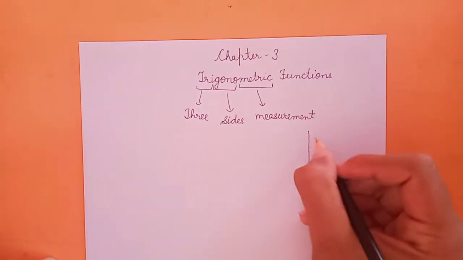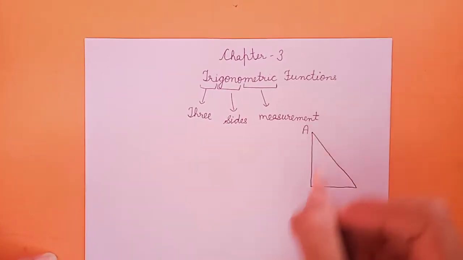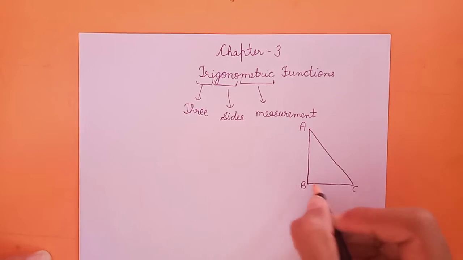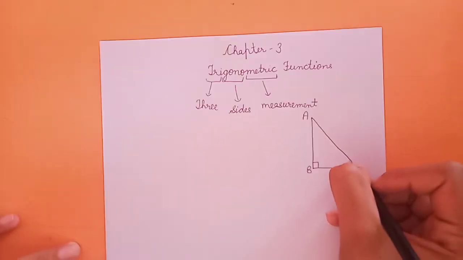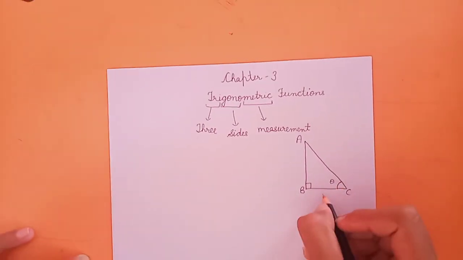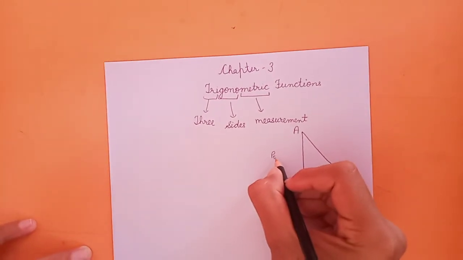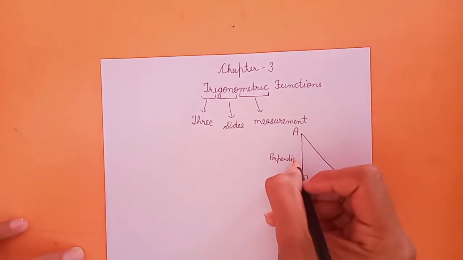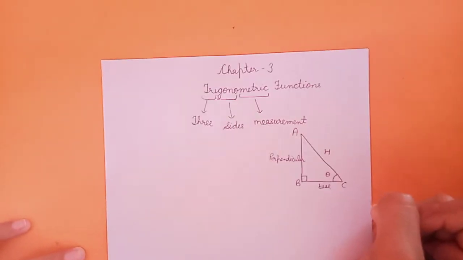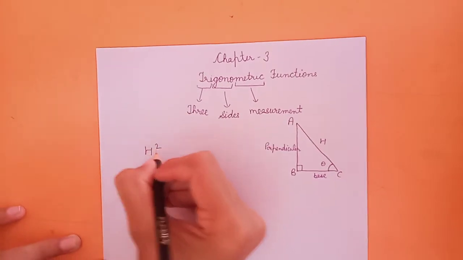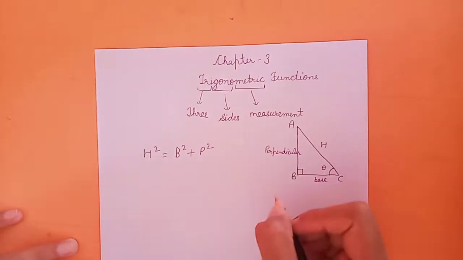So here we are making a right angle triangle, say ABC, which is right angled at B. Now we all know, if we make an angle here, say theta, so this will be our base, this will be our perpendicular, and this is our hypotenuse. We all know that hypotenuse square is equal to base square plus perpendicular square.